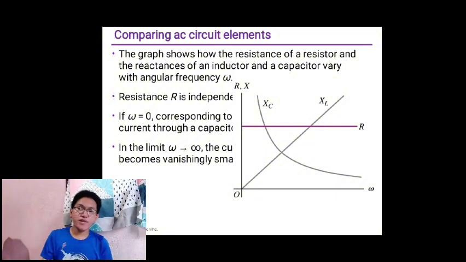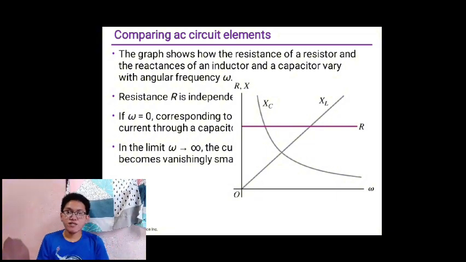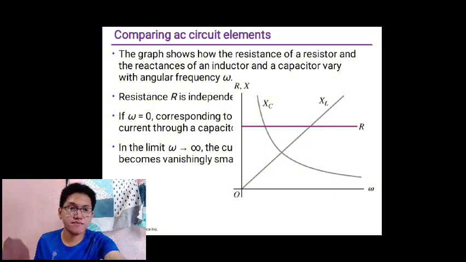As you can see here, we have the comparison slide. The resistance R is independent of frequency, while the inductive reactance XL increases with frequency, and the capacitive reactance, XC, decreases with frequency. So this explains why different components respond differently to AC signals.